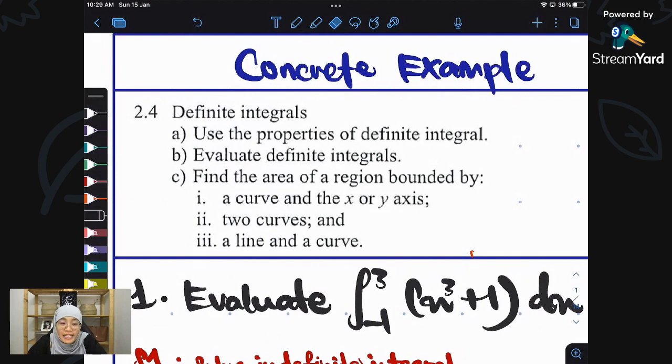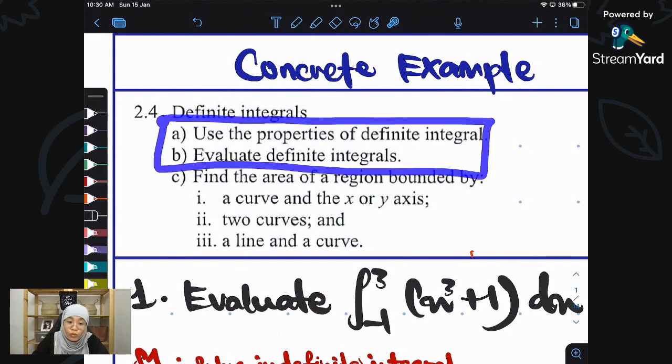There are three learning objectives here. The first one is to use the properties of definite integrals, the second one is to evaluate the definite integrals, and the third one is to find the area of a region bounded by curves. But this third LO will be recorded in another video. In this particular video, we will use the properties and then evaluate the definite integral.